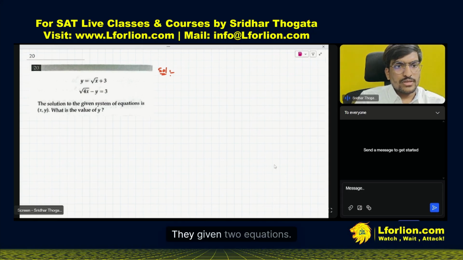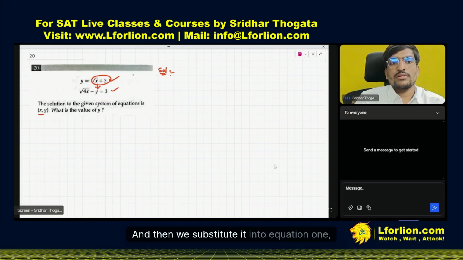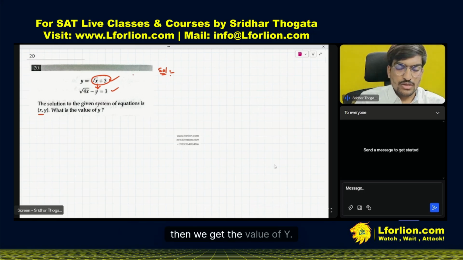Question number 20, the given two equations. The solution to the given system of equations is x comma y. What is the value of y? So we need to find the value of y. Obviously, we get an idea that we need to substitute this into this so that we'll get the value of x, and then we substitute it into equation 1, then we get the value of y.